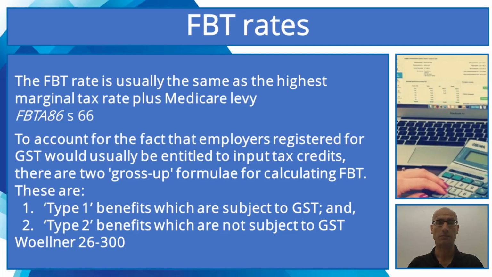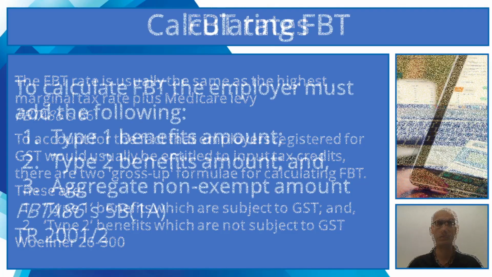As a result, when we're trying to calculate the amount that a particular employer is going to be liable for in terms of fringe benefit tax, we have to separate the benefits into those which are subject to GST, and we call those type 1 benefits, and those that are not. So those are ones that the employer cannot claim input tax credits on. We call those type 2 benefits.